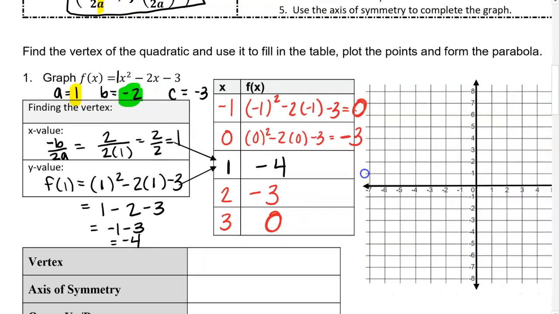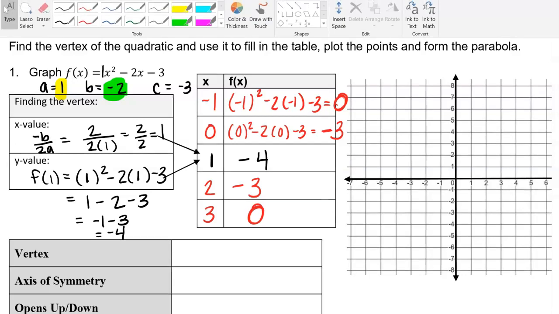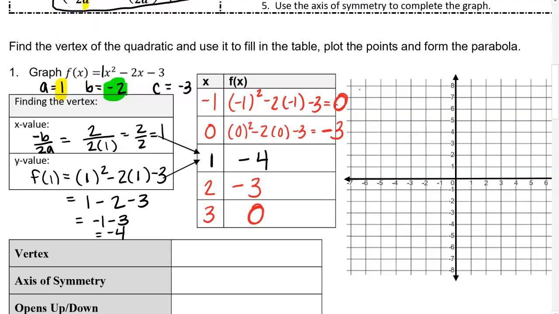I'm going to plot all my points. So this is the point (-1, 0), (0, -3), (1, -4), (2, -3), and (3, 0). Again, things you want to make sure happen after you graph.